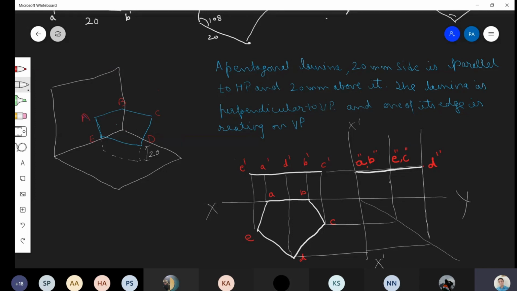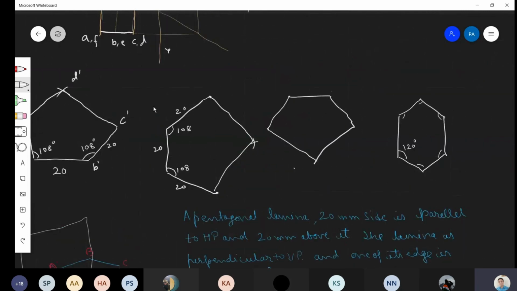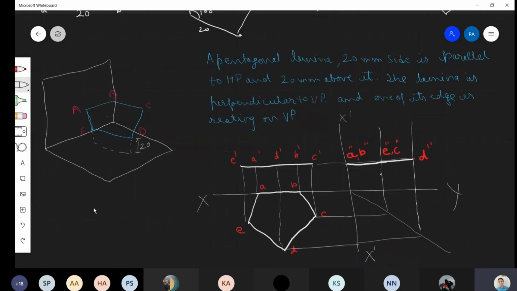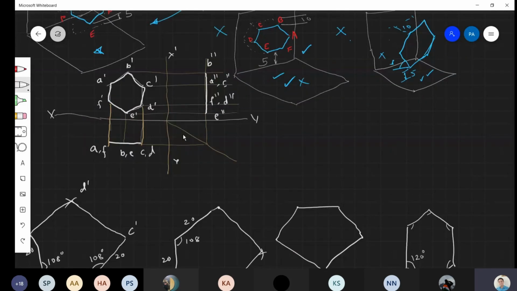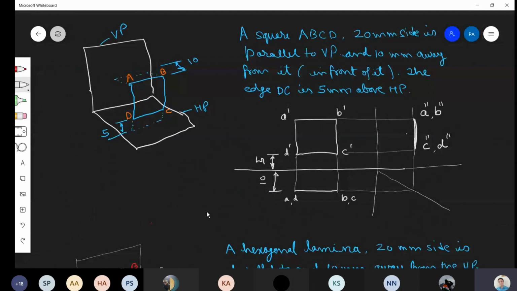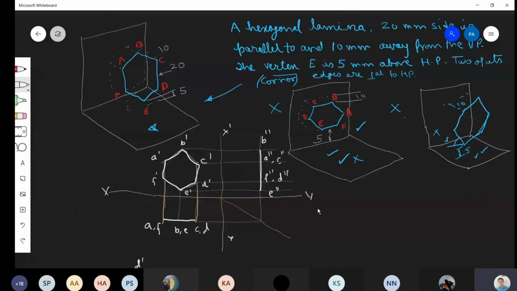Okay, so we have seen all the cases where the lamina is parallel to one plane and inclined to the other plane. Now, you can take the screenshot of this. Okay, now come to the first question. Let us continue with this only.